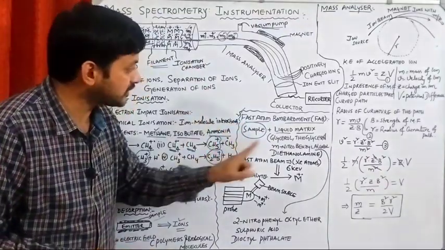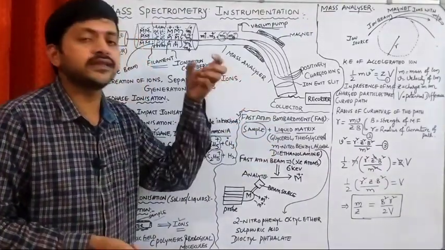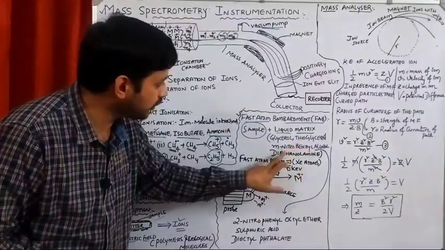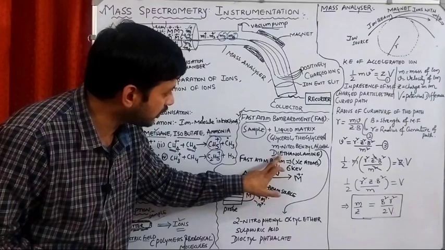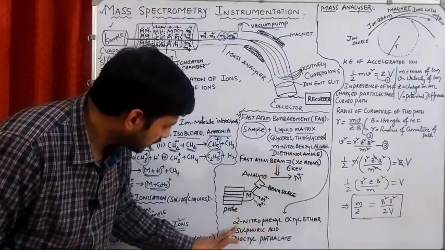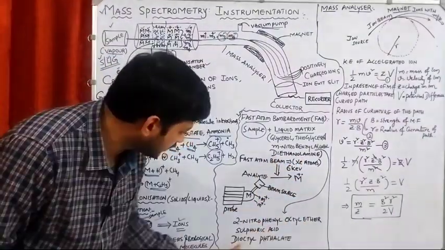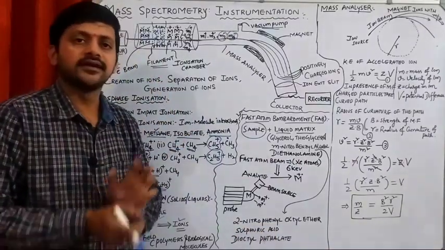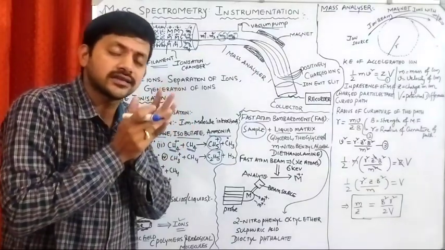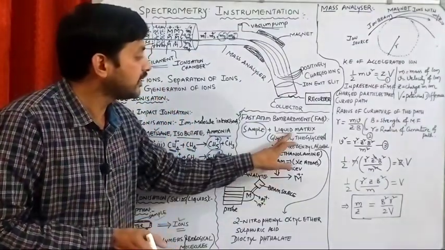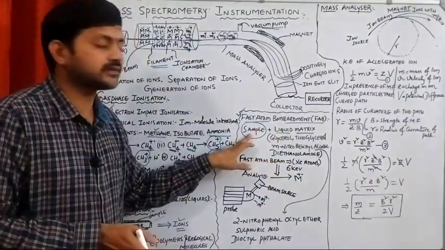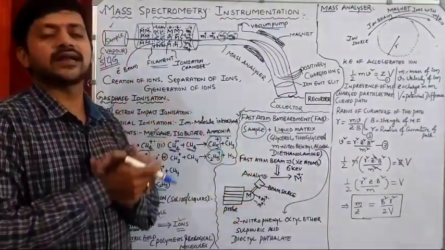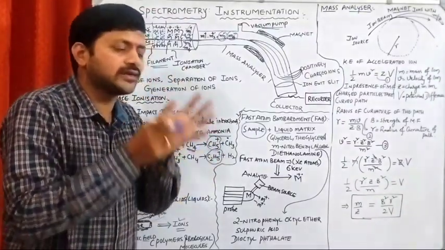You need to remember one thing. What are the materials which we are using as a liquid matrix? Glycerol, thioglycerol, M-nitrobenzyl alcohol, diethanolamine, 2-nitrophenyl octyl ether, sulfuric acid, dioctyl phthalate. These are the molecules which are used as a liquid matrix to mix with the sample to prepare the analyte. So this is about the fast atom bombardment technique.